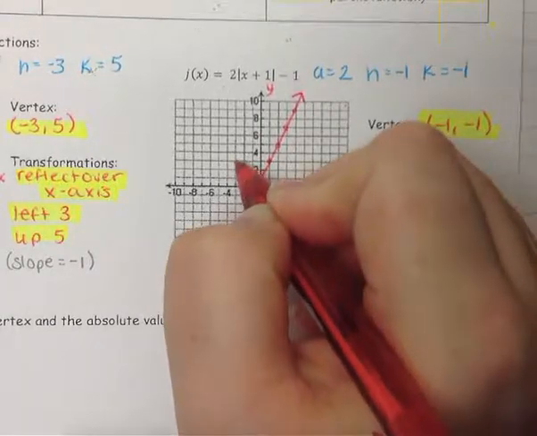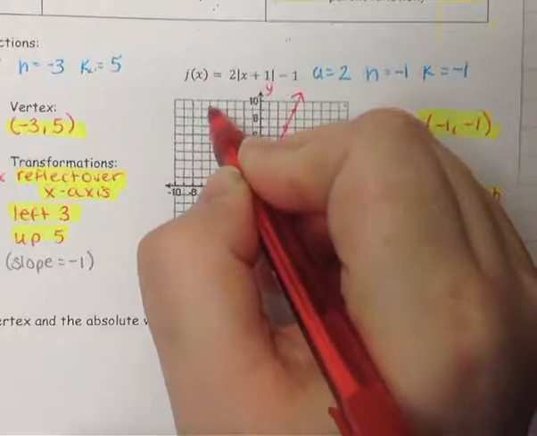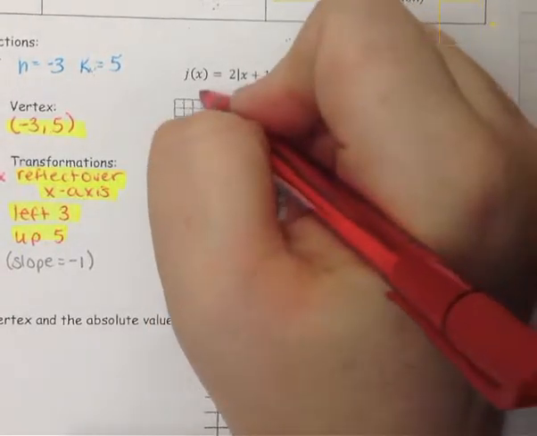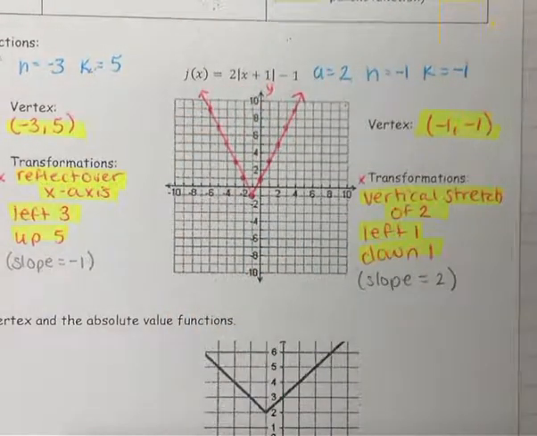We're going to keep doing that. Up 2, left 1. Then we're going to connect our points, and again, we're going to stop at that vertex, because that vertex is where it must stop. And that is our graph of the absolute value.